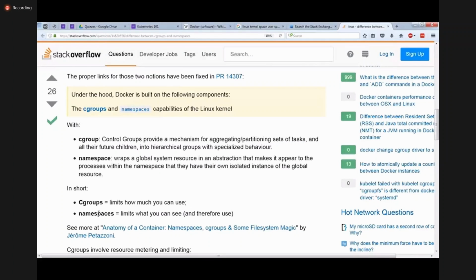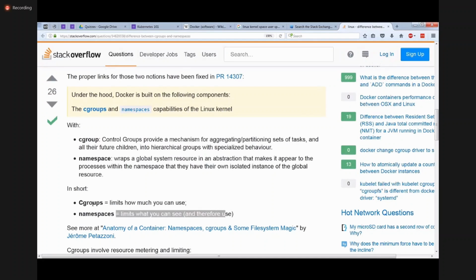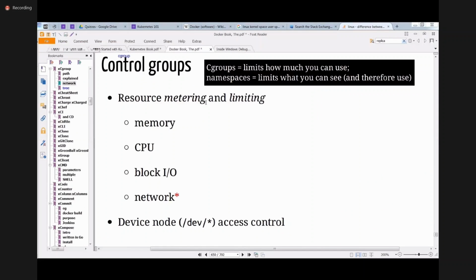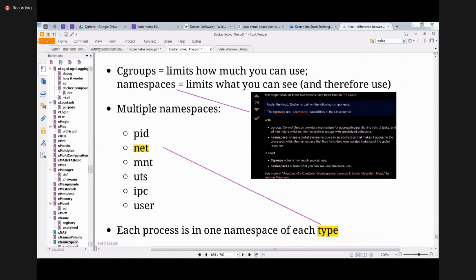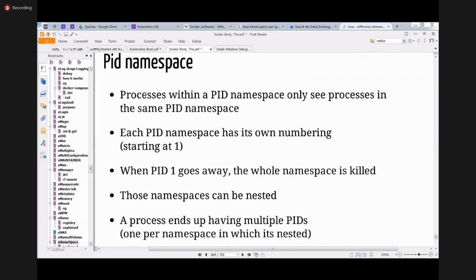A namespace provides isolation, and it limits what you can see and then what you can use, whereas a C group will limit how much you can use. Take a look at these 2 definitions. C groups provide metering and limiting, as well as access control. Namespaces, again, provide processes with their own view of the system. So there's a separate namespace for PIDs, so the process identifiers, for net, mount, UTS, IPC. And this is important. Each process is in one namespace of each type. So in the case of PIDs, those processes can only see processes in the same PID namespace.